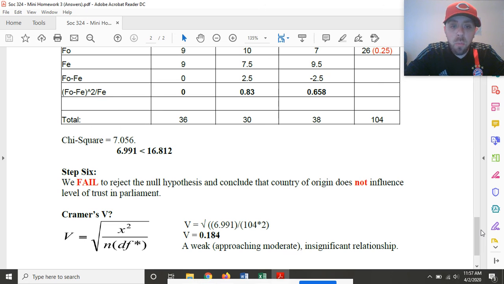I calculated this at 0.184. That was a weak, though close to moderate, and insignificant relationship. It was almost moderate, and that's because if we were doing this at 95% confidence, we would have still failed to reject the null hypothesis, but we would have been a lot closer to rejecting it. So it's an example of how even an insignificant relationship can sometimes show a somewhat moderate relationship. But you look at the data here, and it's hard to say that there's a really intense or strongly held relationship between these two variables. And that's kind of it for chi-square.